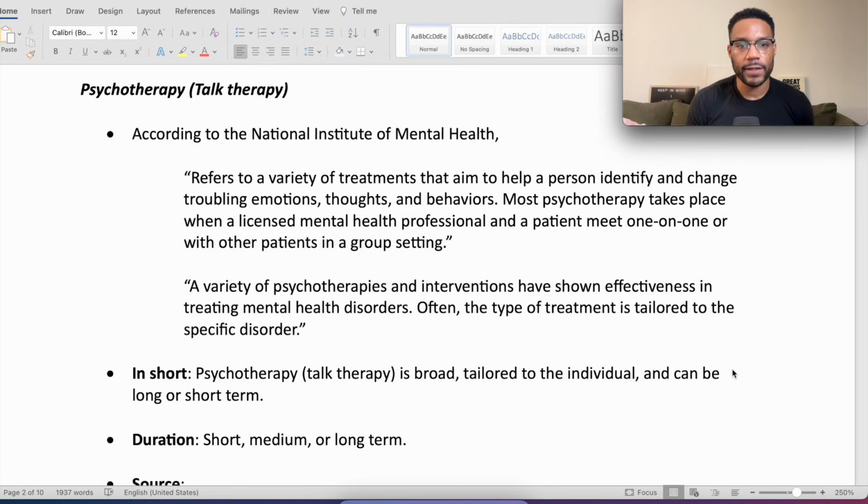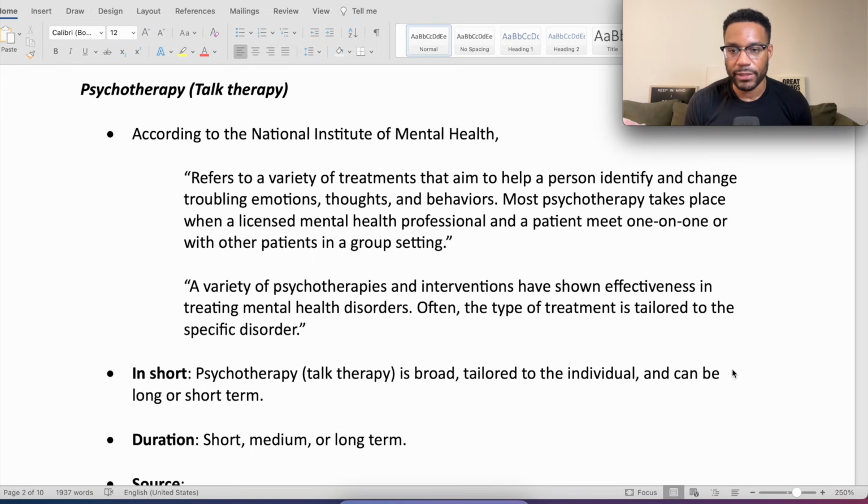So, according to the National Institute of Mental Health, psychotherapy refers to a variety of treatments that aim to help a person identify and change troubling emotions, thoughts, and behaviors. Most psychotherapy takes place when a licensed mental health professional and a patient meet one-on-one or with other patients in a group setting. A variety of psychotherapies and interventions have shown effectiveness in treating mental health disorders.